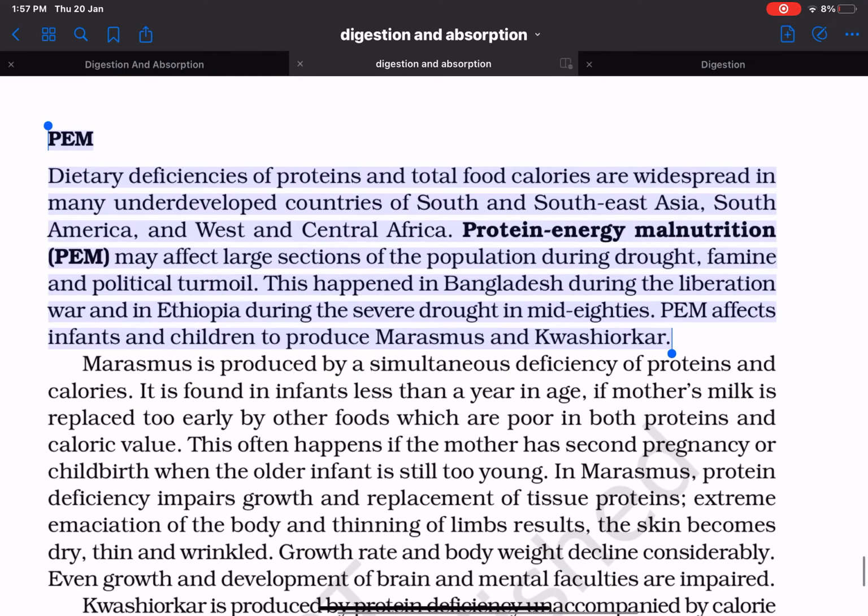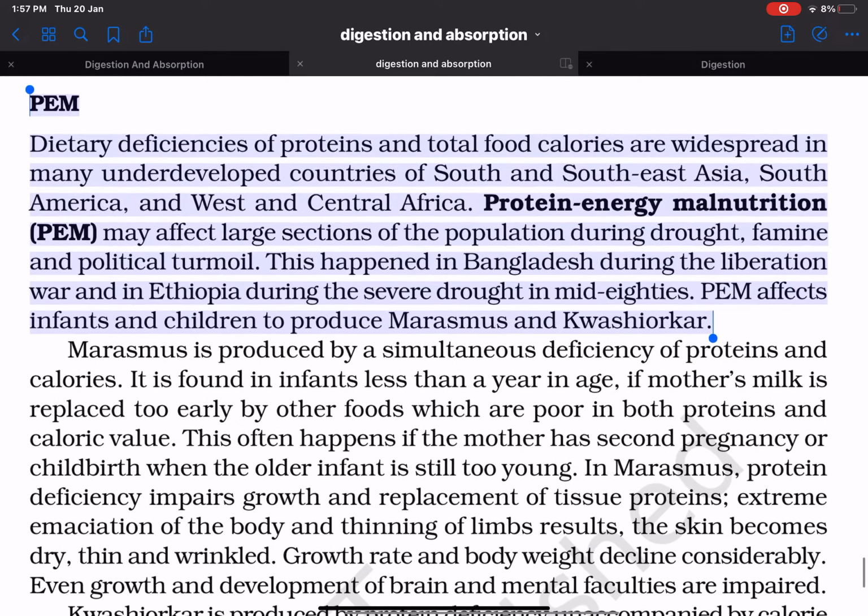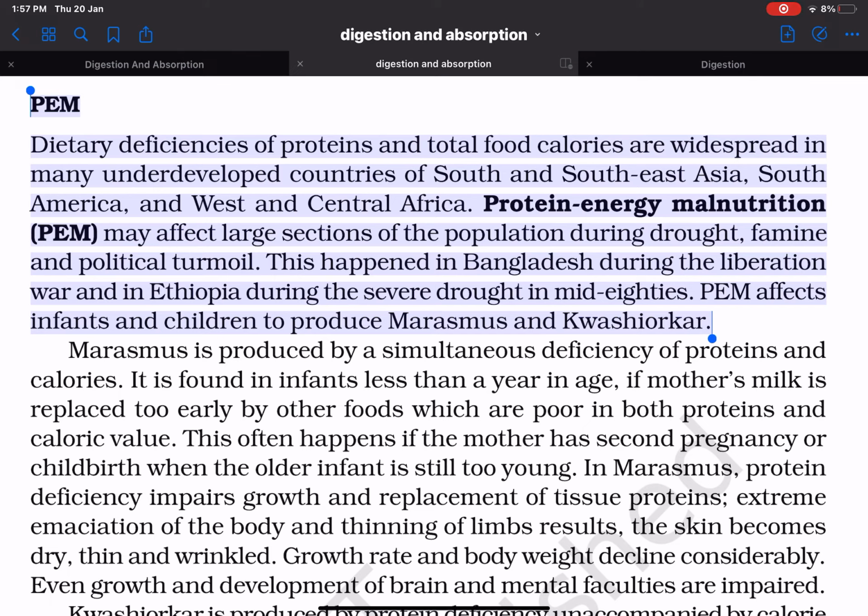Dietary deficiencies of proteins and total food calories are widespread in many underdeveloped countries of South and Southeast Asia, South America, and West and Central Africa. Protein energy malnutrition (PEM) may affect large sections of the population during drought, famine, and political turmoil. This happened in Bangladesh during the Liberation War and in Ethiopia during the severe drought in mid-80s. PEM affects infants and children to produce marasmus and kwashiorkor.